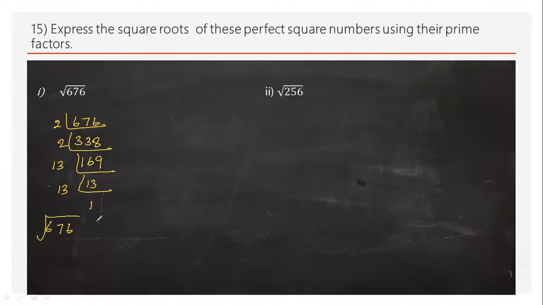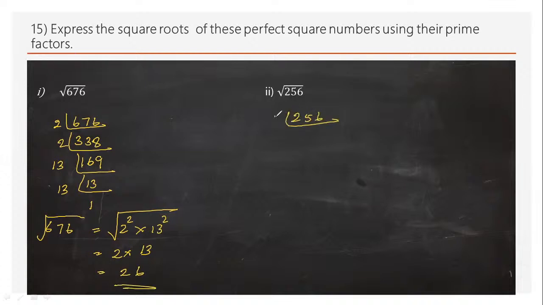676 square root equals square root of 2 to the power 2 into 13 to the power 2. When the powers are even, you can divide the power by 2. Then 2 into 13 to the power 2 means 13. 2 times 13, 26. The square root is 26.